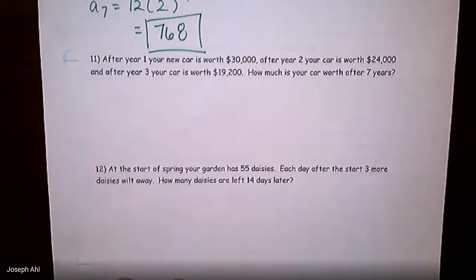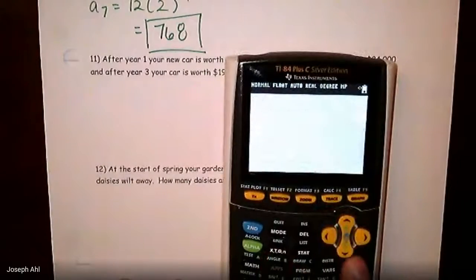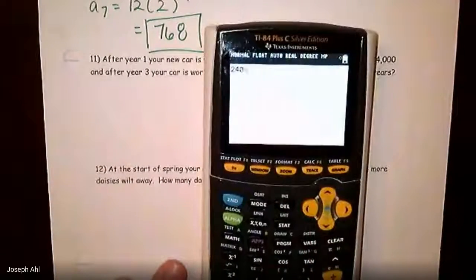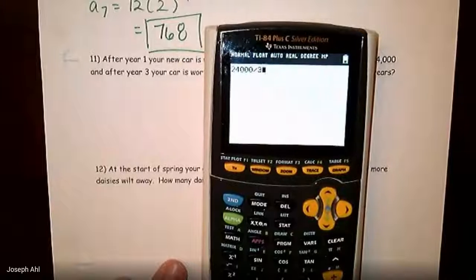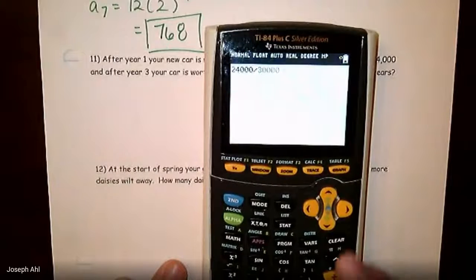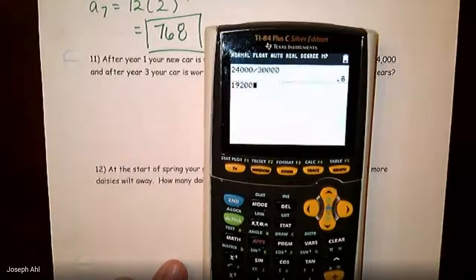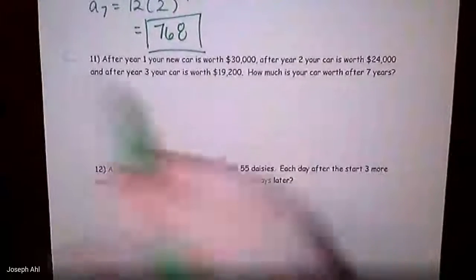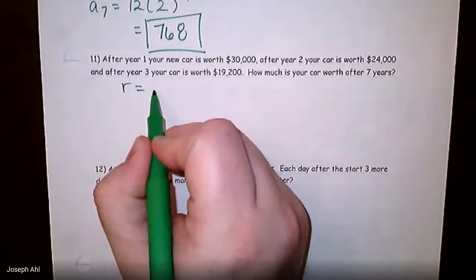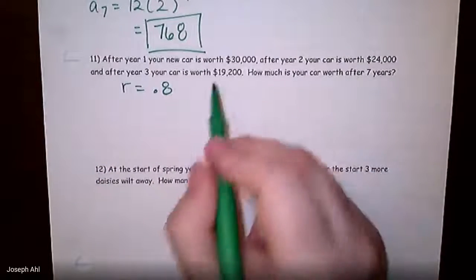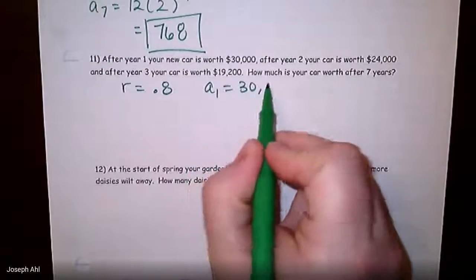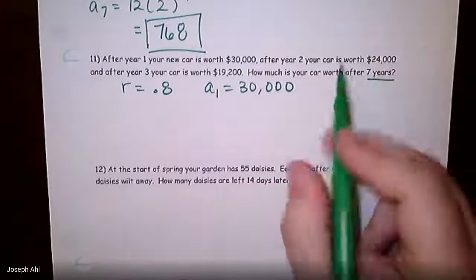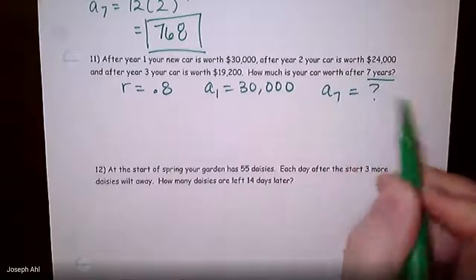In fact, I think we've done a question like this already earlier in the notes. So if I take 24,000 and divide by 30,000, and you have to do the second term divided by the first, you get 0.8. Let's double check that 19,200 divided by 24,000 is also 0.8, and it is. So this is a geometric sequence whose ratio is 0.8. The first term is 30,000, and I want the value of the car after 7 years. So again, we're looking for A7.